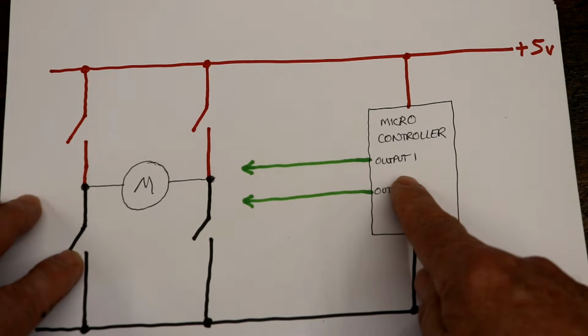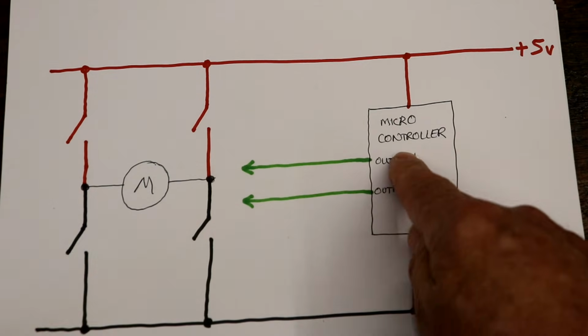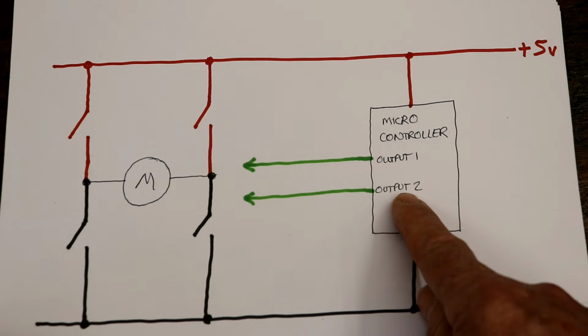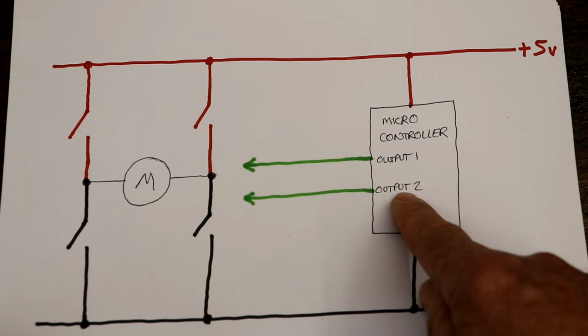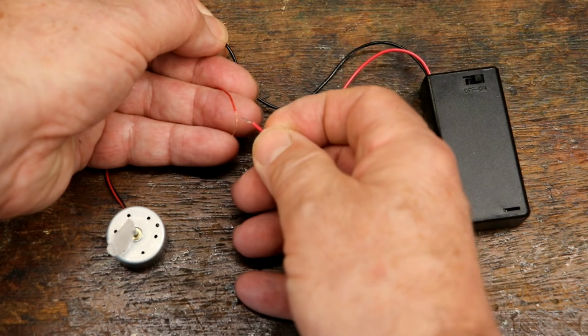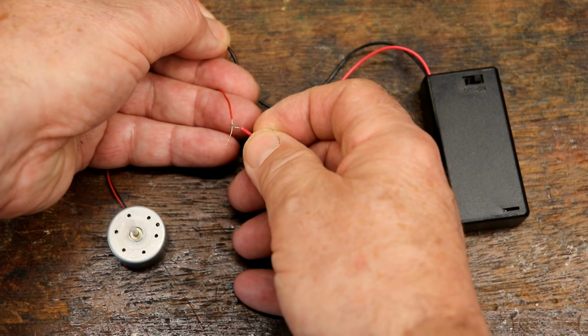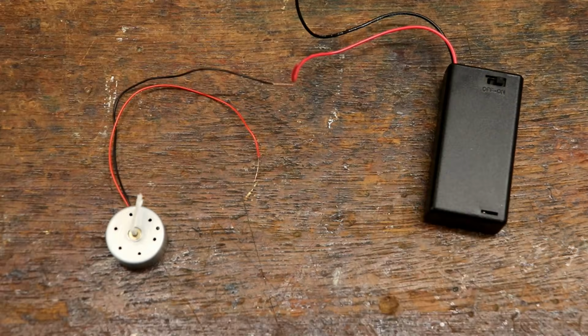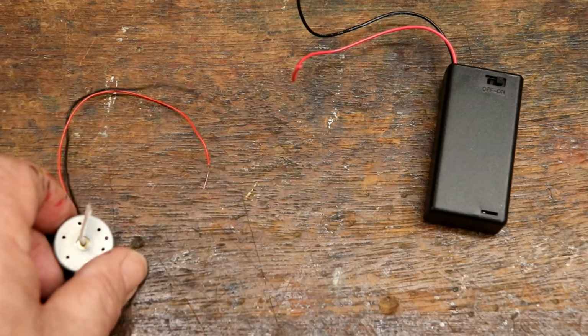So we need 2 outputs from the microcontroller, one to tell it to turn the motor on one way to open the eyes, and the other one to tell the motor to turn the other way to close the eyes. However, just to get things moving and see what can happen, we can just use a 3-volt battery pack. There we are. It goes that way, and if I swap it round, it goes the other. So let's connect our eyes and see what happens.